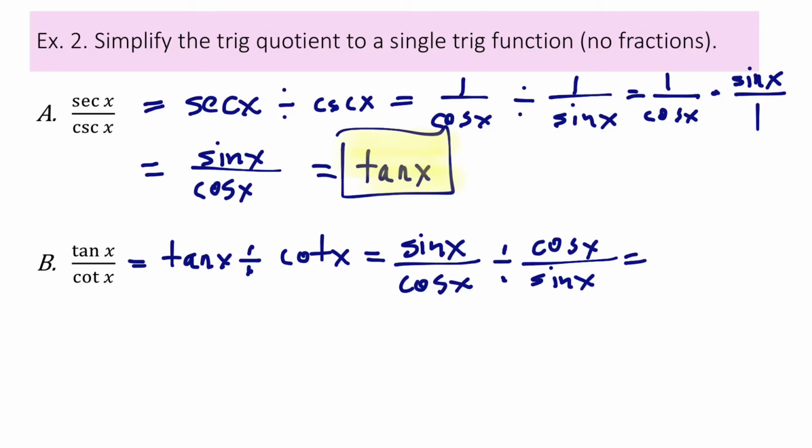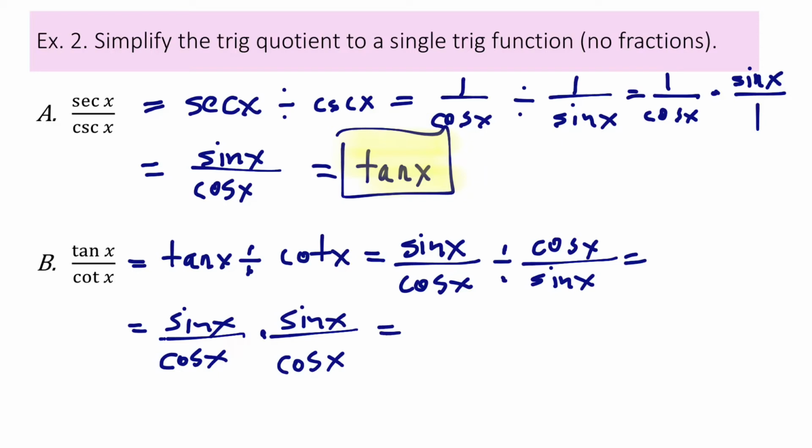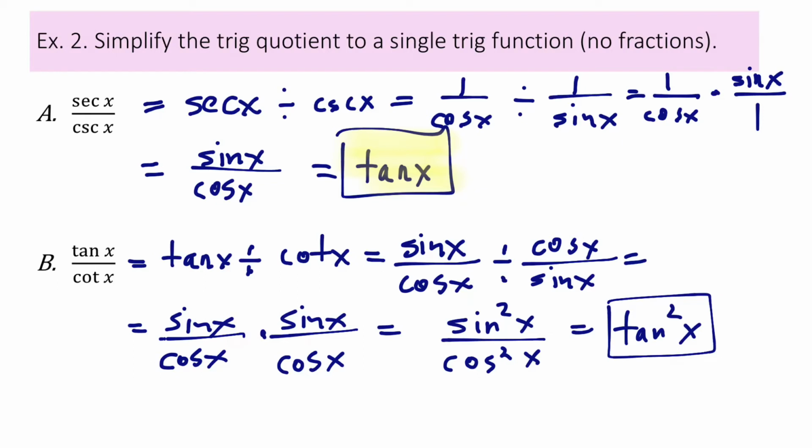Now we have the sine of x divided by the cosine of x. If I flip and multiply, I've got the sine of x divided by the cosine of x. So in the numerator, I've got the sine of x times the sine of x, so that's the sine squared of x. In the denominator, I have the cosine of x times the cosine of x, which is the cosine squared of x. So that's equal to the tangent squared of x. So we've written it in terms of one trig function and no fractions.